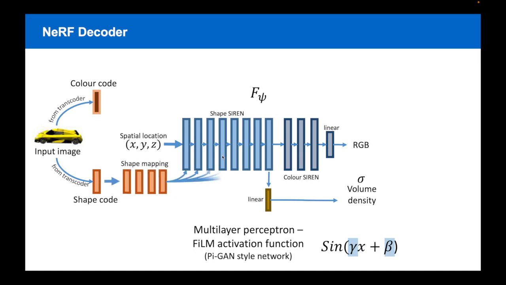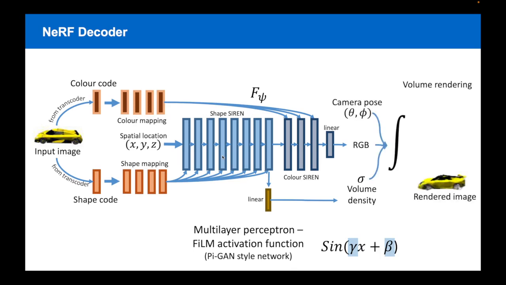Mapping networks take the colour and shape code and map them to appropriate frequencies and phase shifts, modulating the whole network so as to render an output image which is as close as possible to the input. And of course, as this is a NeRF model, we can also render alpha masks, depth masks, and novel viewpoints.